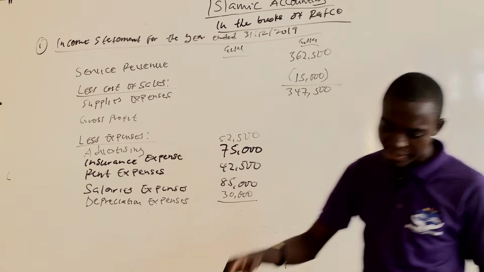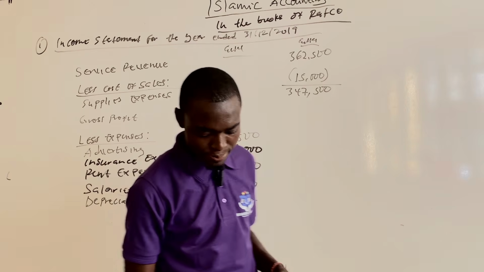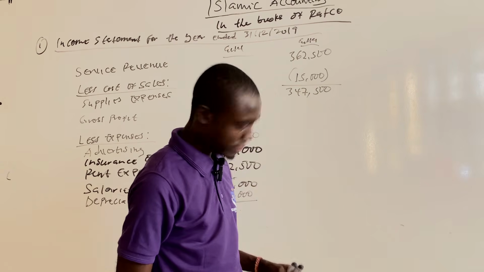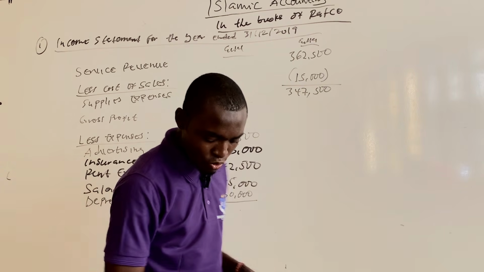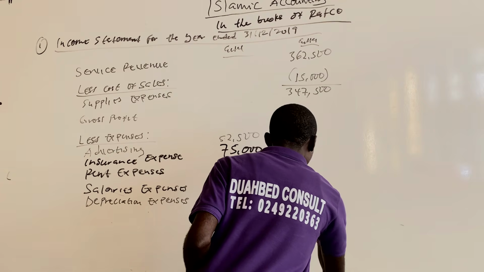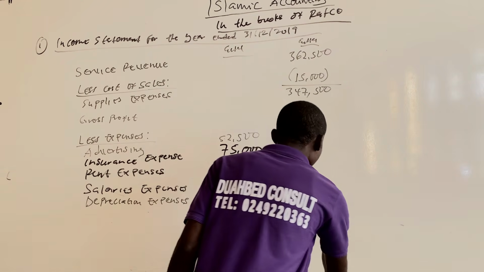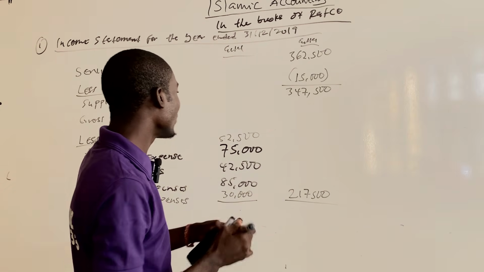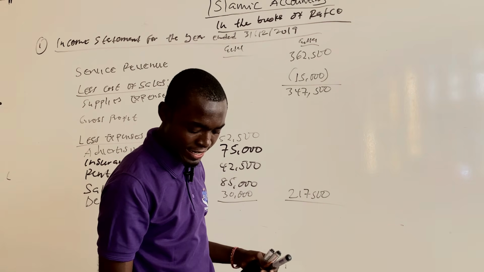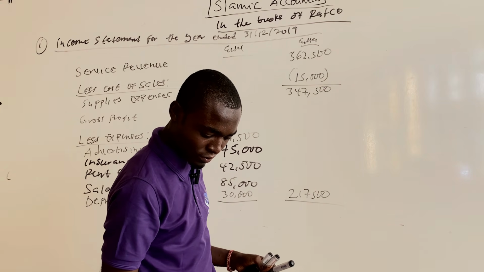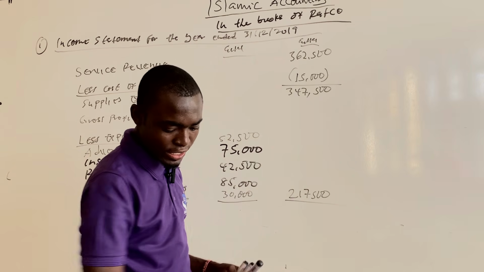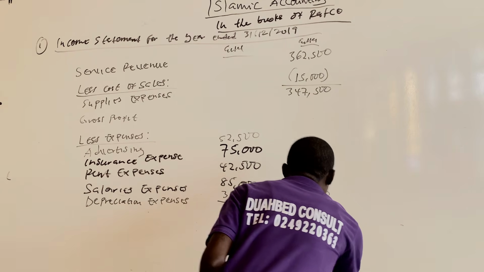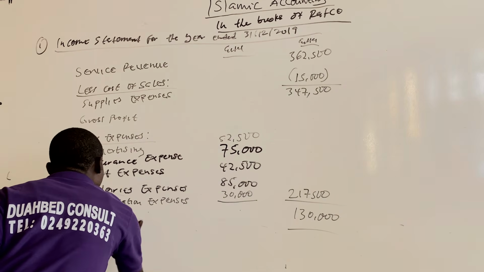So we sum the expenses up to get your total expenses. So total expenses will be 217,500. The difference between the gross profit and the total expenses will give us the net profit for the year, and that will be 130,000. That's the net profit.